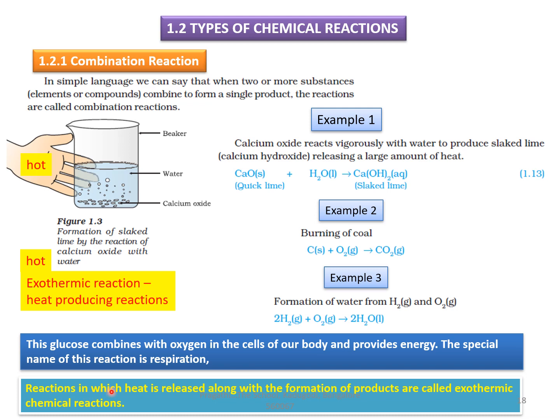The reactions in which heat is released along with the formation of products are called exothermic chemical reactions. We have already seen what is exo. Exo is associated with hot, hot is associated with exo. Both words you should remember. So hot means exothermic reaction. That means once the chemical reaction is completed, if you touch the container or the product, what will you be feeling? You will be feeling it very hot. That is called exothermic reaction because the heat is released.